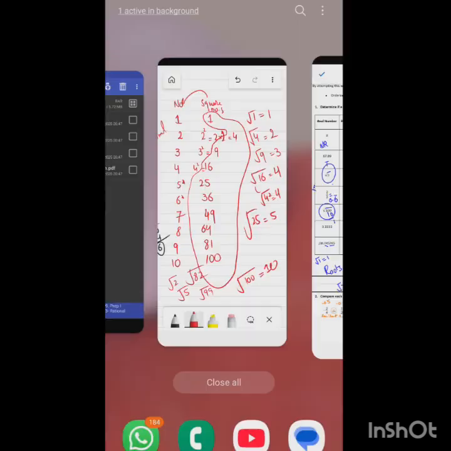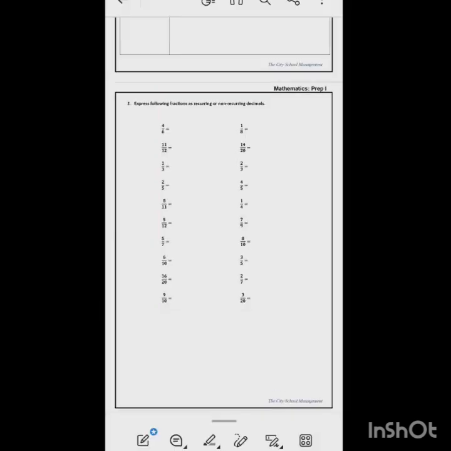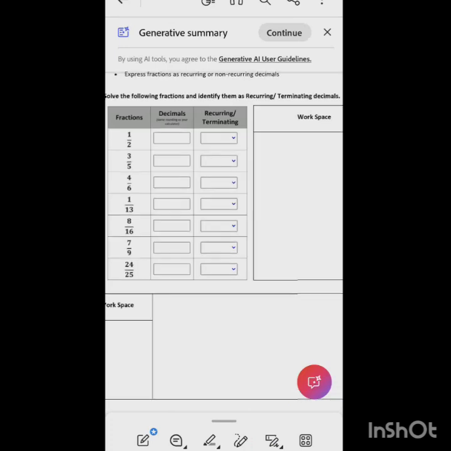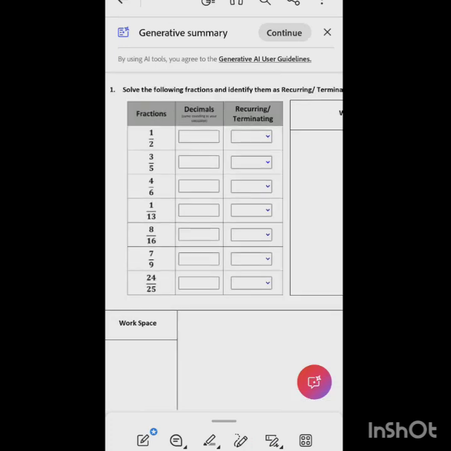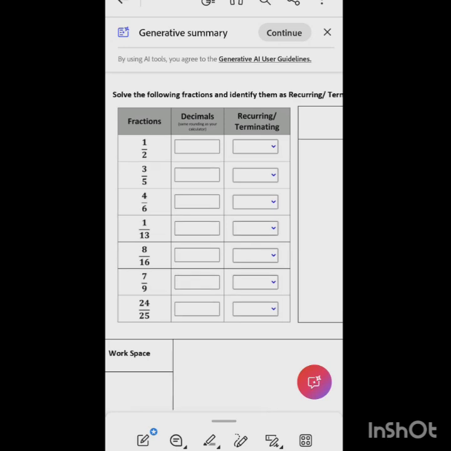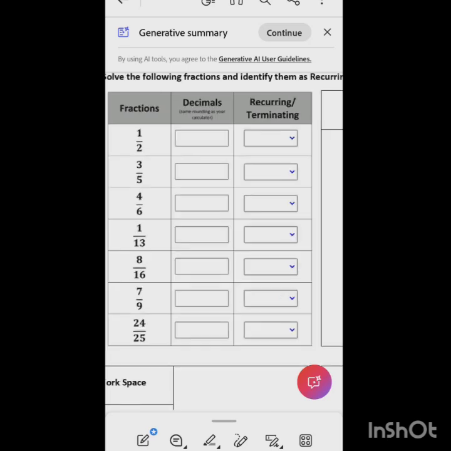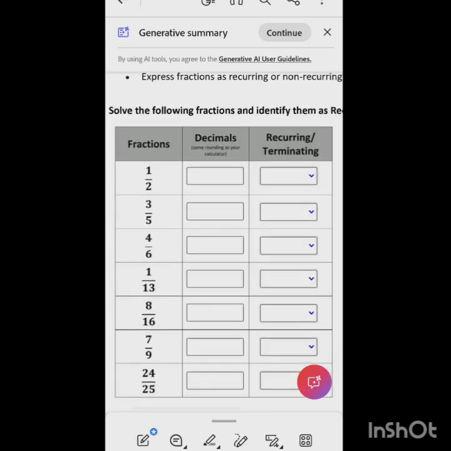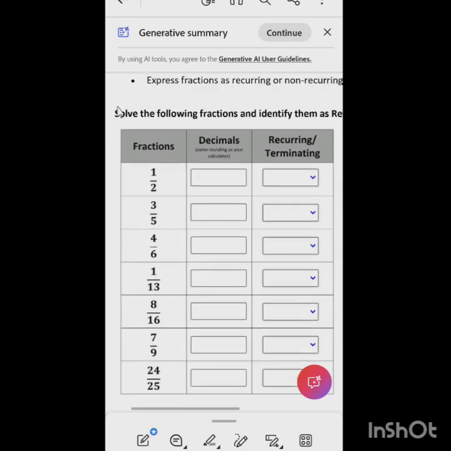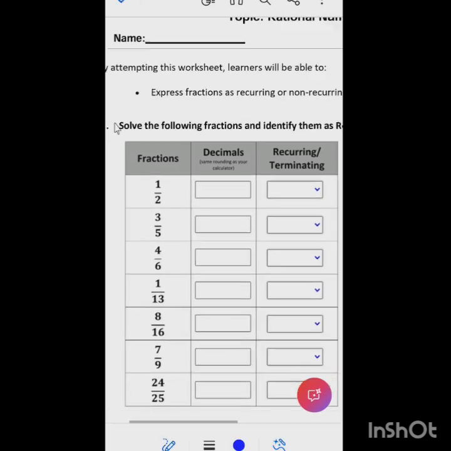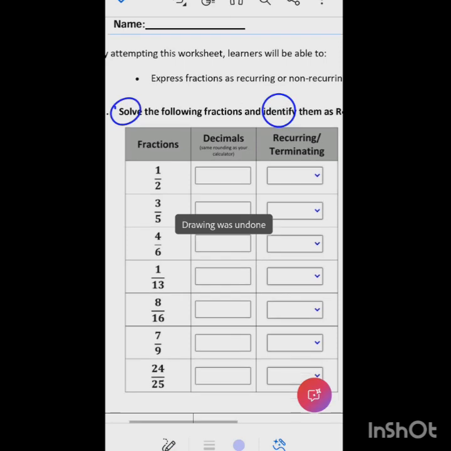Alright, now let's look at this question. They are saying solve the following and write them as recurring or terminating. First we have to write them in decimal, and then we need to decide whether they are recurring or terminating. Solve means we will convert it into decimal. And identify means that after changing them into decimal form, we will say either they are recurring or terminating. Right?